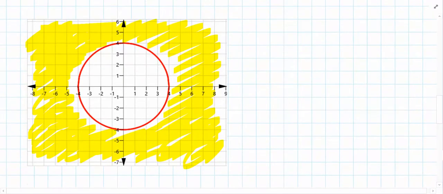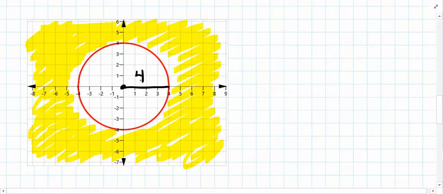Here we go. How do you explain this region right here? Go ahead, write it down. So what did you do first? So I figured out that the center is 0, 0. The center is at 0, 0. I agree with that. And the radius is 4. The radius is 4 units. Yep, I agree with that.